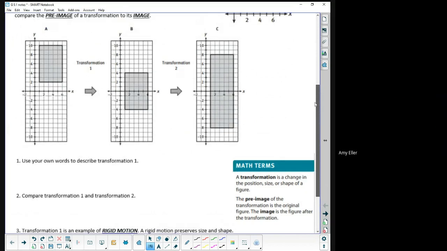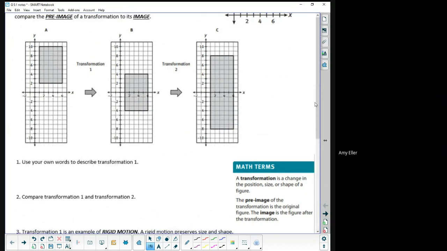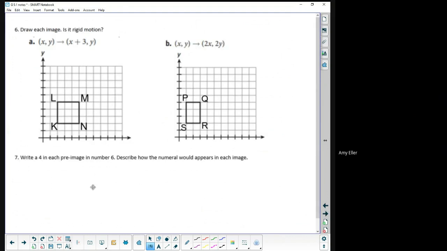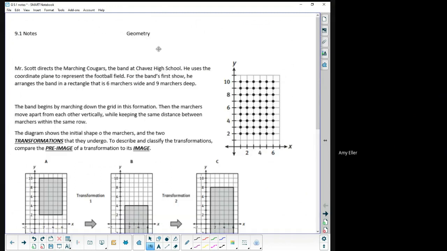We're going to skip over number 3. And actually, we're going to skip the whole next page just for time. You could go through this. It talks more about the distance and how people are moving. But I think we'll get enough of the notes done if we just hop all the way to number 6. The directions here for 6, draw each image. So I gave you the pre-image. You're going to draw the image. Oh shoot, did I say rigid motion yet? I think I forgot something.